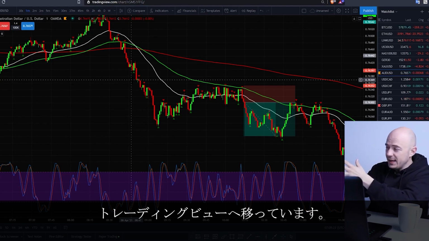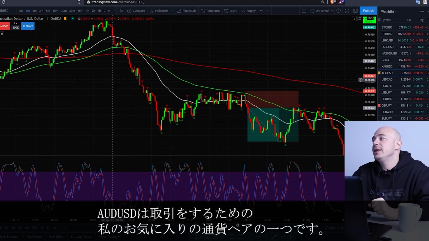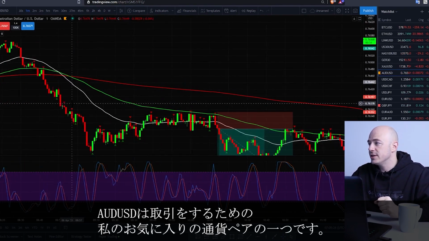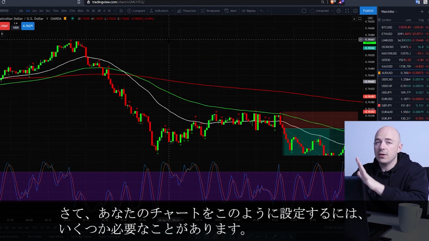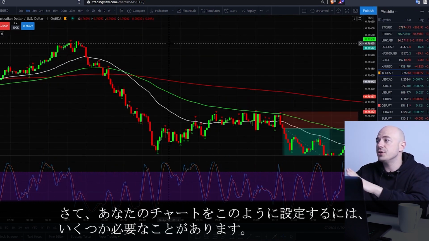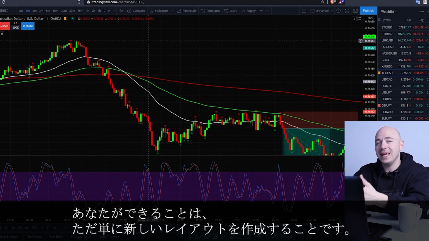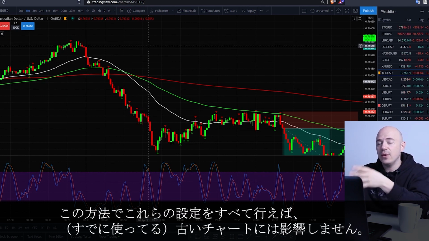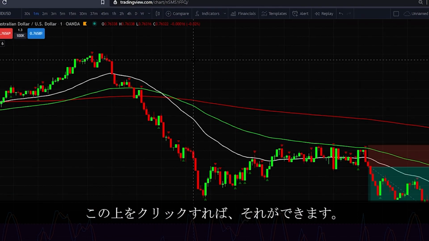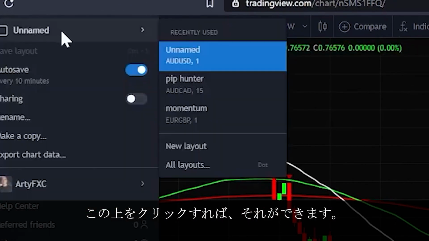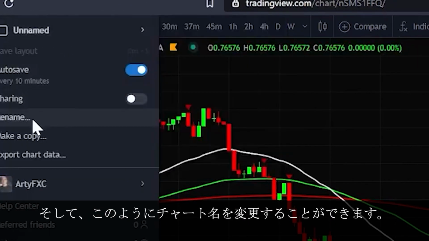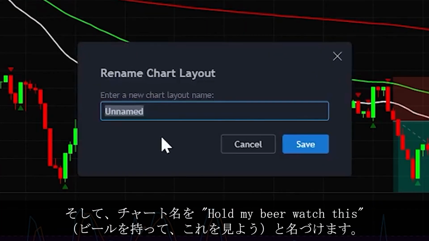So jumping into TradingView, we have Australian dollar, US dollar, one of my favorite currency pairs to trade. Now there are a few things that you're gonna need to do to set your chart up like this. If you have TradingView, you can just create a new layout, do all of these settings, that way it won't affect your old charts. You can do that by clicking the top over here, and you can rename the chart with this, and we can name it Hold My Beer, Watch This.